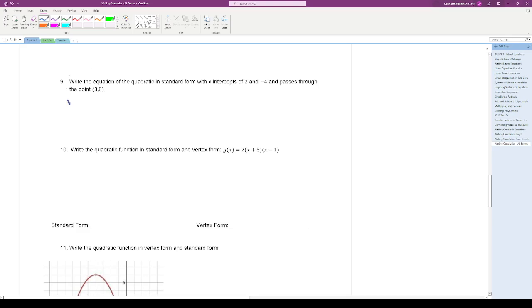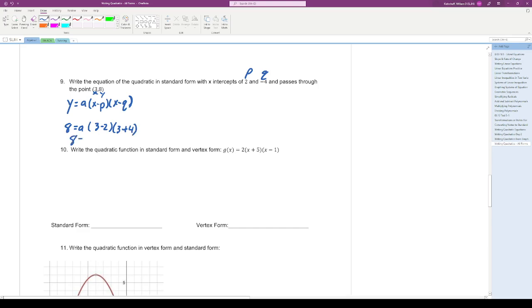So let's go ahead and do y equals a times x minus p times x minus q. That's our standard intercept form. And we know the point, this gives us an x and y, and this gives us p and q, our two zeros. So we can plug everything in and get 8 equals a times 3 minus 2 times 3 plus 4. Yep. And then that's going to give us our a value.